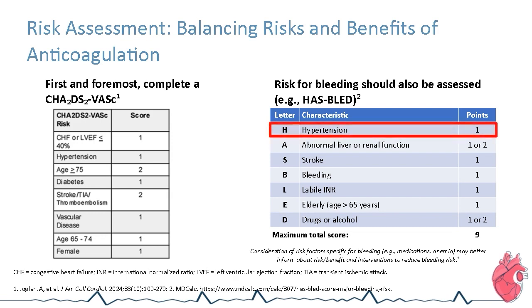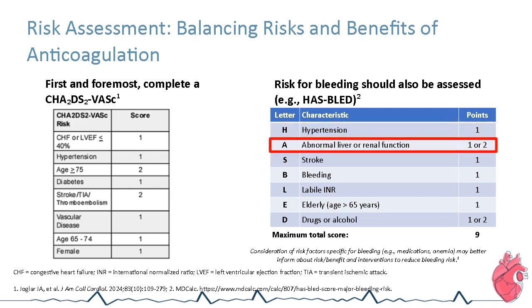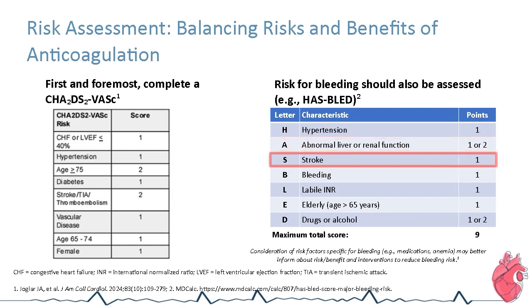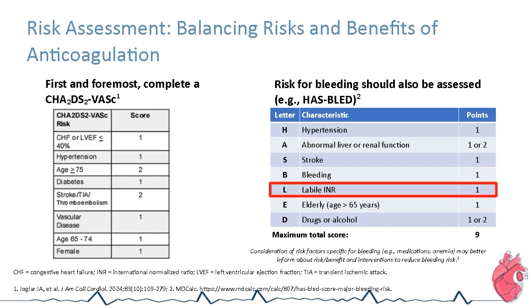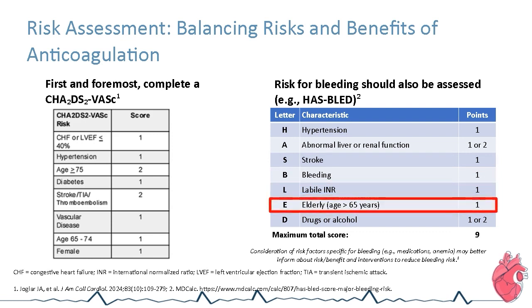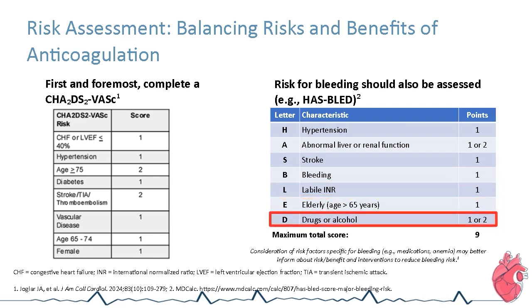So H is for hypertension. We also look at abnormal liver or renal function, as Dr. Ruff reviewed. There's also a history of stroke, bleeding, if they have a labile INR, which is our reading to figure out how their warfarin is working, if they're elderly, age 65 or older, and then also if drugs or alcohol are used regularly for this individual.